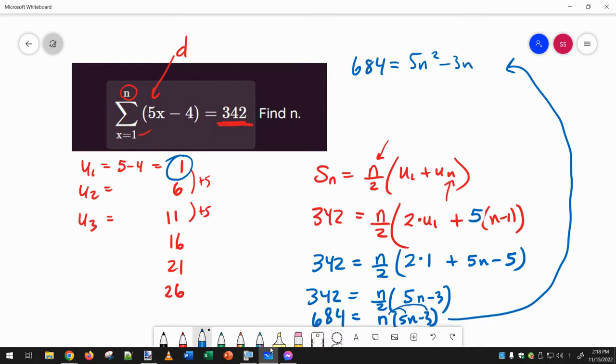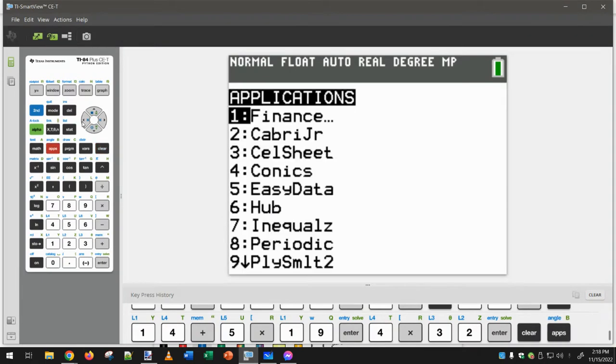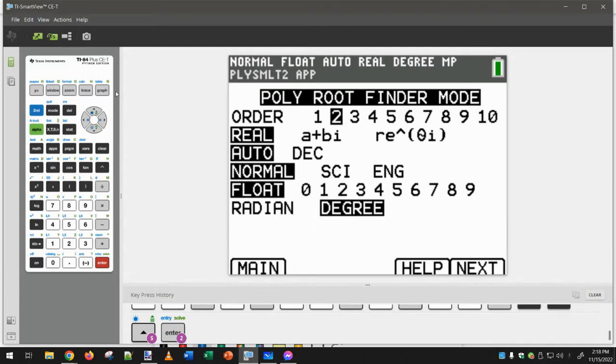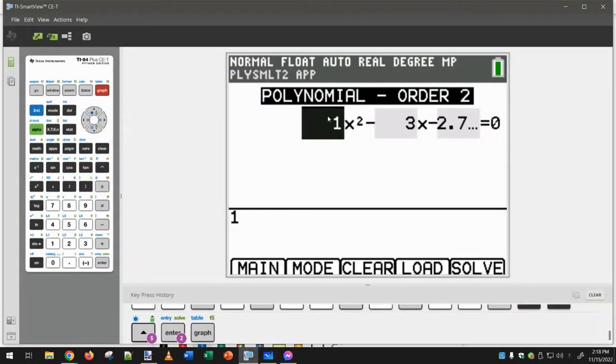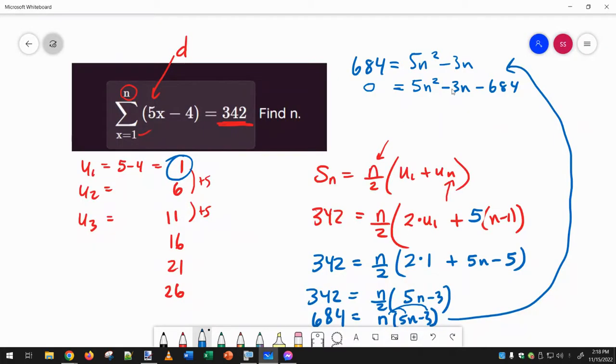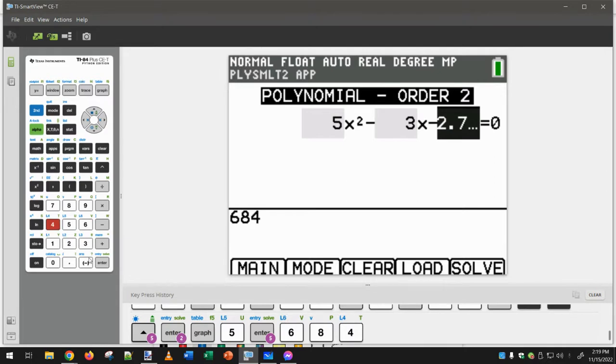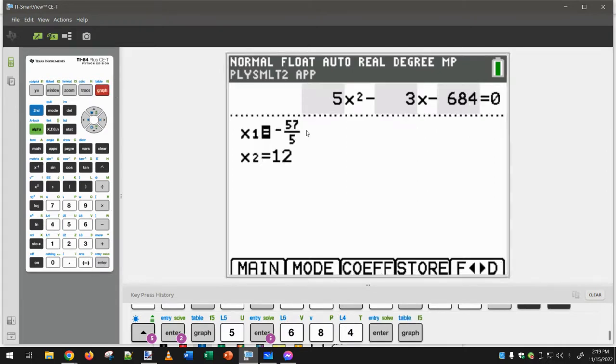And you notice I've got a quadratic equation. So if I move this over here, so I get negative 684. Now I need to solve this equation for n. And in order to do that, we learned a long time ago that I have this poly root finder here. So option 9, polynomial root finder. If I plug in my 5x squared, and then I want minus 3, that's already like that, so minus 3, and then minus 684. Then I can have the calculator tell me these possible values.